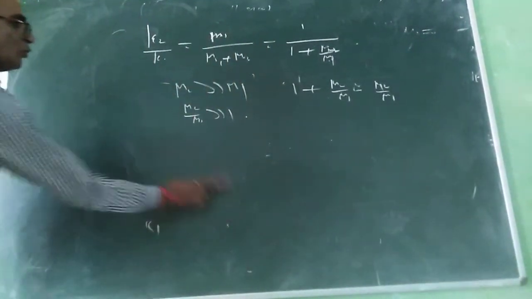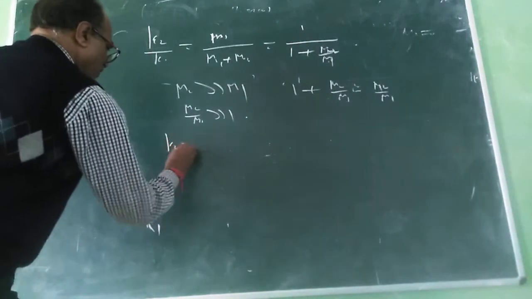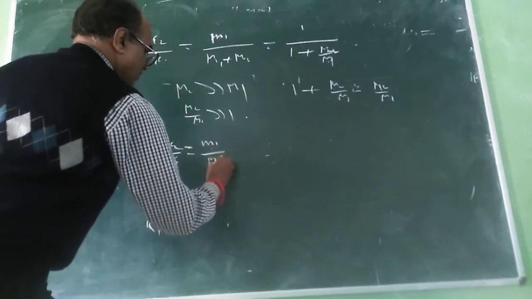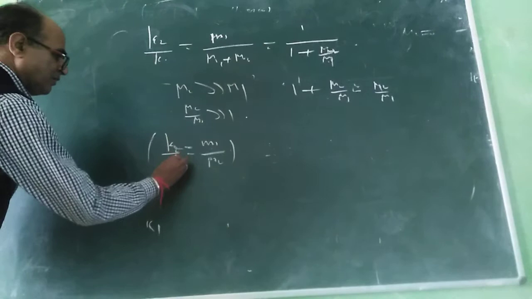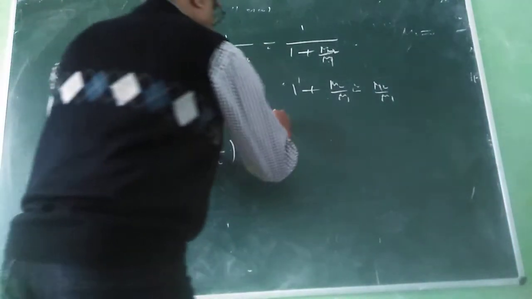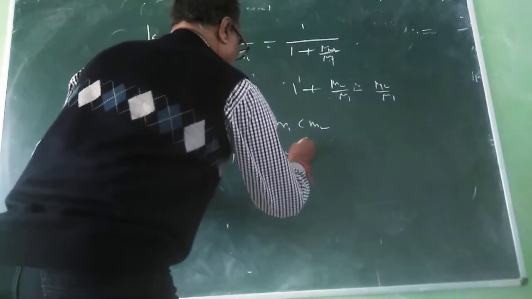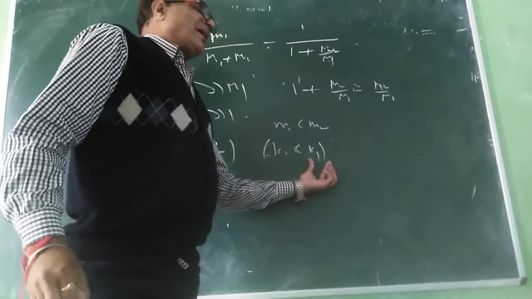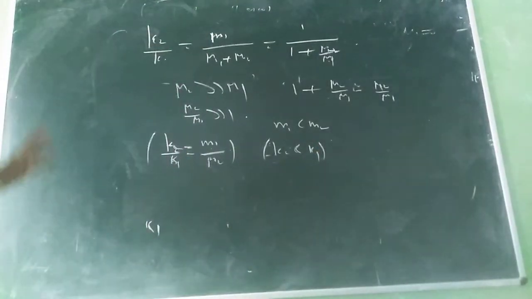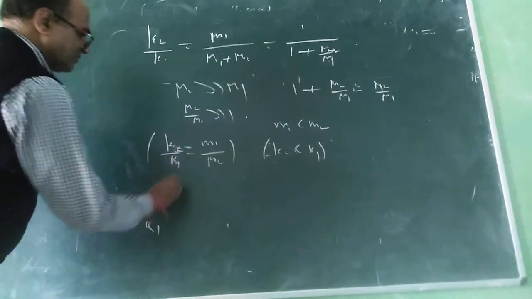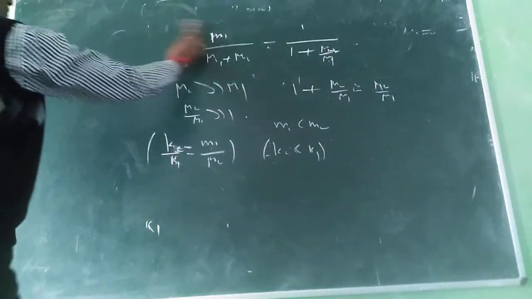So we reach the conclusion that K2 upon K1 is approximately equal to m1 upon m2. Because m1 is less than m2, this is less than 1, which means K2 is less than K1. So the kinetic energy after the collision is less than the kinetic energy before. This is the conclusion. Next is collision in two dimensions.